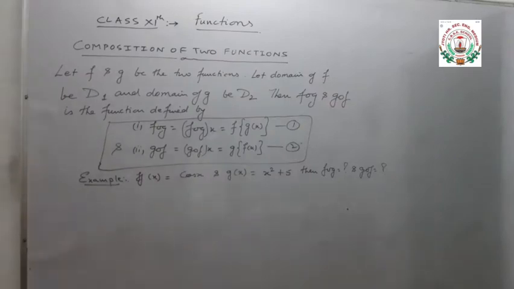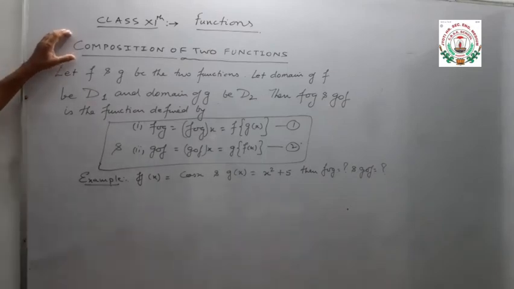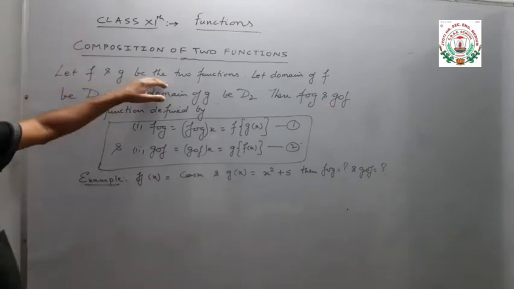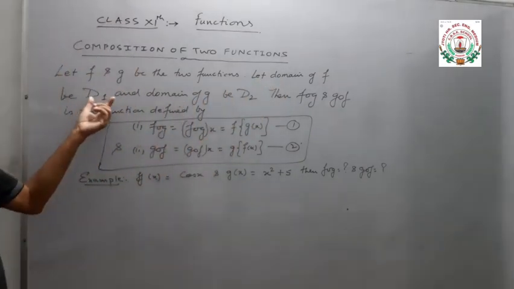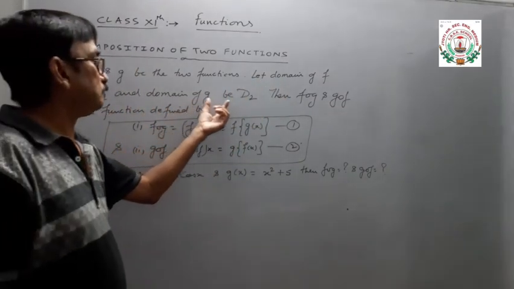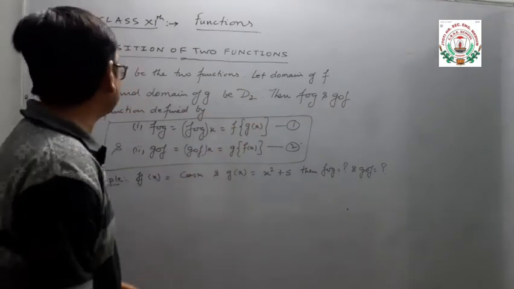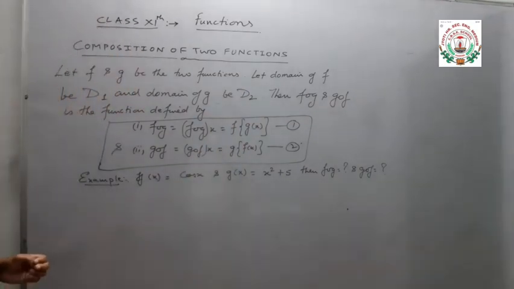Now let's move to the next topic: composition of two functions. Let f and g be the two functions and फंक्शन f का डोमेन d1 ले लेते हैं, फंक्शन g का डोमेन d2. Let the domain of function f be d1 and domain of function g be d2. f and g are the two functions.